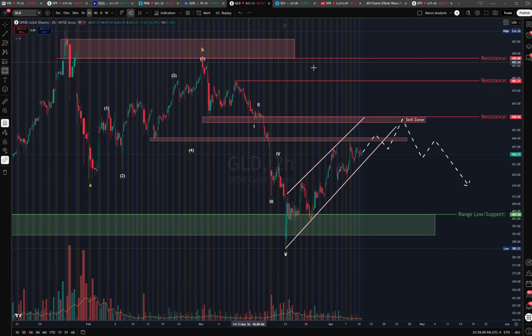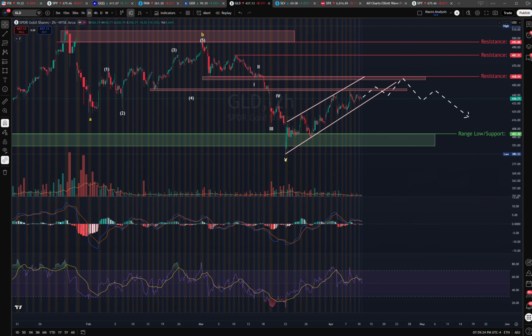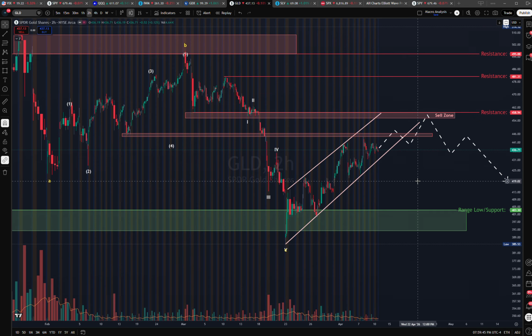Expect some sort of reaction on gold, a pullback within this area here, which is 444 to 458. I know it's a big level, but what I'm looking at again on gold, on the 2-hour chart, is that you start to see bearish MACD divergence and bearish RSI divergence starting to form, which tends to form at the end of a wave 5, when there's about to be some sort of pullback.